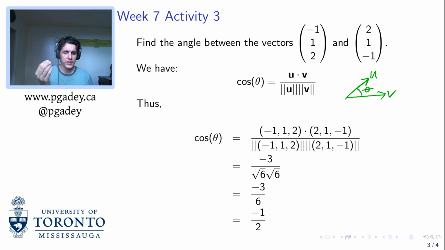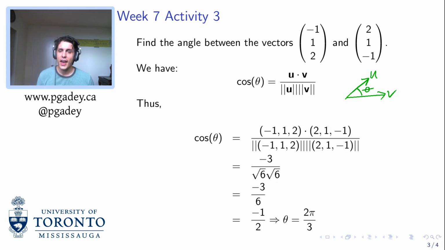Its cos is -1/2. Now, take a moment, really ponder this for a moment. What must theta be? I encourage you to write something down here. We get that theta must be 2 pi by 3. We now know the angle between those two vectors.